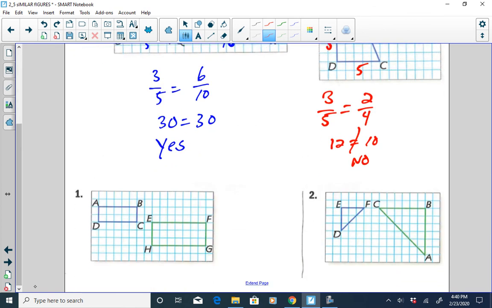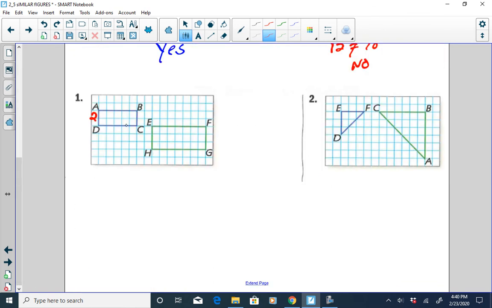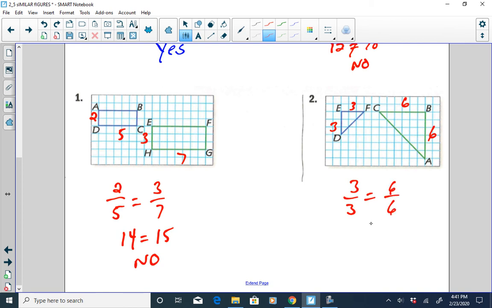All right? Last couple of problems here. We have, this is 2, this is 5. It's 2 by 5. This is 3 by 7. And let's see, is 2 to 5 the same as 3 to 7? Cross products, 2 times 7 is 14, 3 times 5 is 15. The answer to that would be a no. And our last one here, we have 3 to 3. This is 6. This is 6. Is 3 to 3 the same as 6 to 6? And we know the answer to that is yes, because when we check the cross products, 18 is the same as 18.